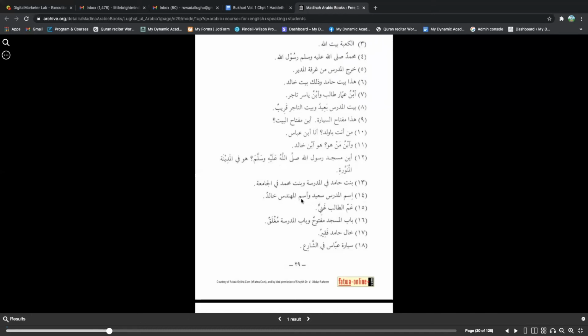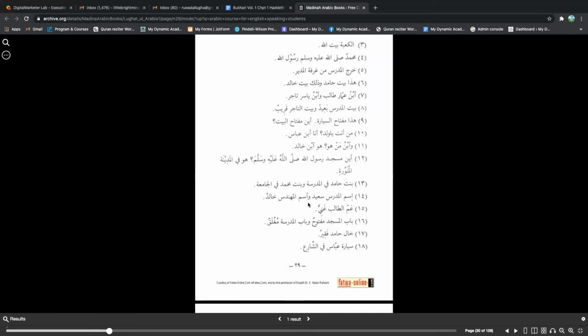If you notice, once again, we have Hamzat al-Wasl. Because there is a waw here, Wa, we're going to skip over the Hamza. We're not going to say Wa Ismu al-Muhandisi. We're going to say Wasmu al-Muhandisi Khalidun. And the name of the engineer is Khalid. Okay. Next one.